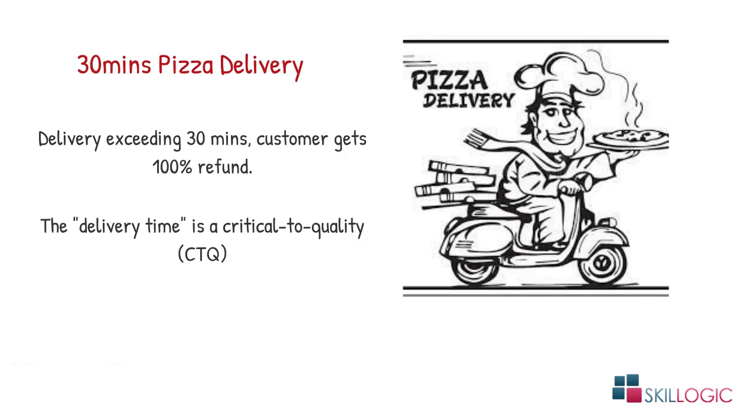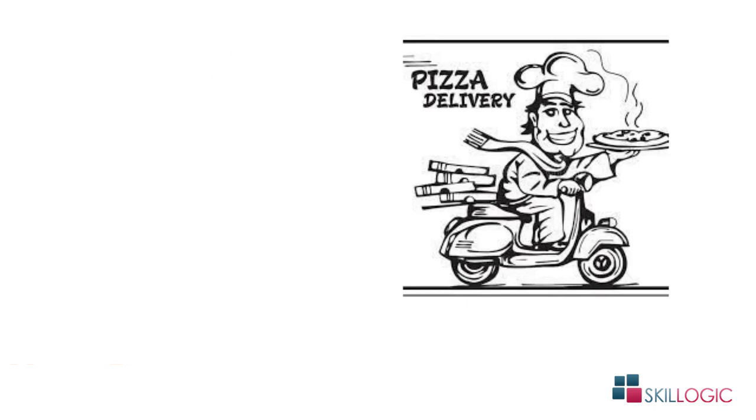Because if you are keeping the promise of delivering the pizza within the promised time, which is 30 minutes, then you get a better brand perception. So you get a good, loyal customer base, and thereby it not only reflects in your profit, but also makes your brand stronger. Such a parameter is called CTQ, critical to quality.